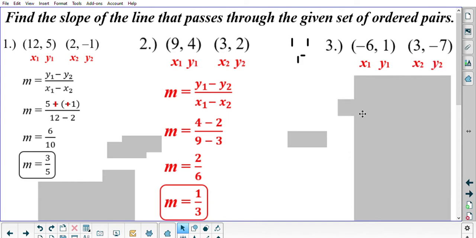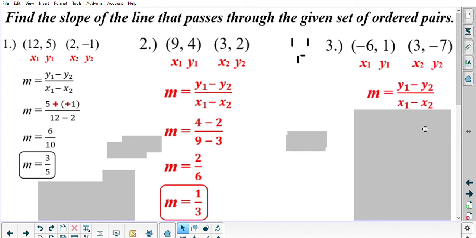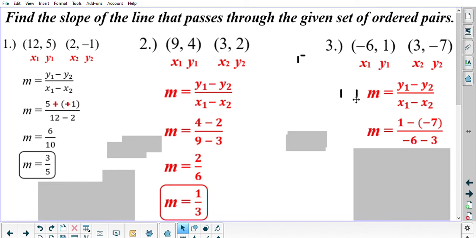Problem number 3. I think it's helpful for you guys to label your ordered pairs, so that's what your labeling will look like. Your formula, still the same as it was before. Let's substitute. So we would have 1 minus -7, -6 minus 3. This is where I definitely would make subtraction become adding the opposite. So that becomes 1 plus +7, and this becomes -6 plus -3.